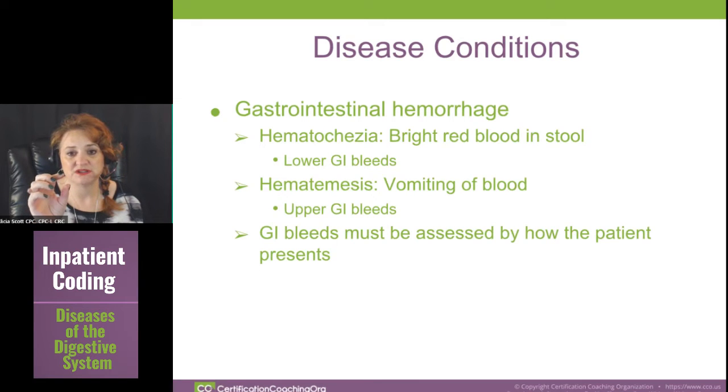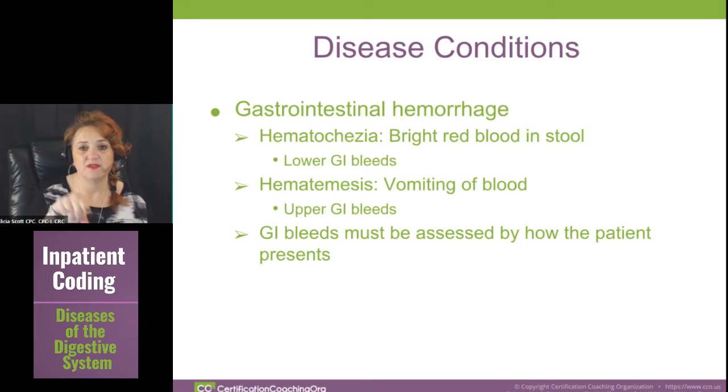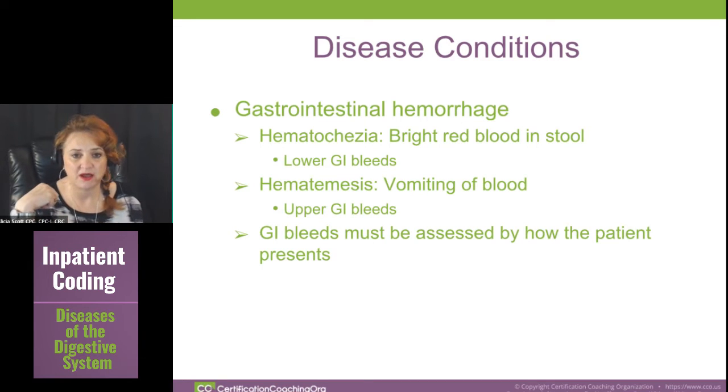But if it's really excessive, it's somewhere in that lower GI area. Hematemesis is throwing up blood. It'll always be in the upper GI, and it can be bright red if it's like varices again, but if it's coming from the stomach, it's going to look like coffee grounds.